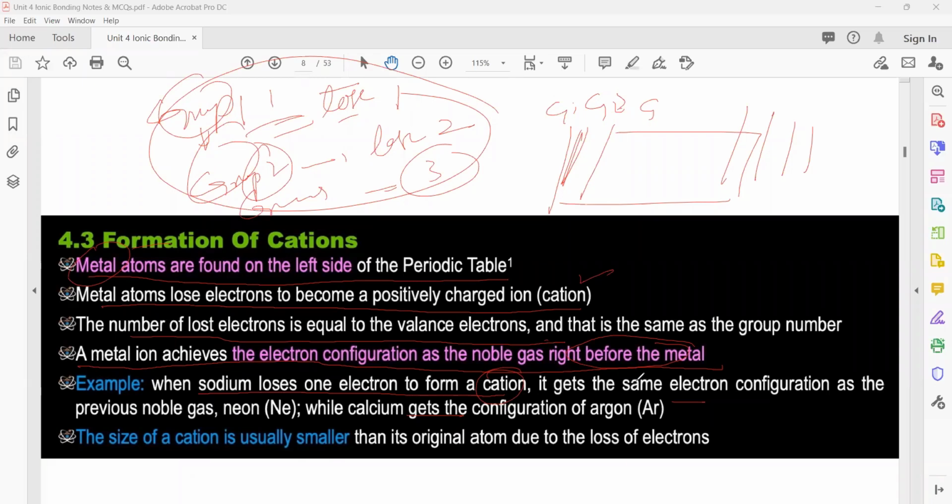So when sodium loses an electron, how many electrons did sodium have before? 11. Okay. So now if you lose one, it becomes how many? 10. So first shell, how many? 2. Second, 8. So both shells are complete. You cannot put more than 8. So now sodium got the electronic configuration like noble gases, because noble gases always have the last shell complete.